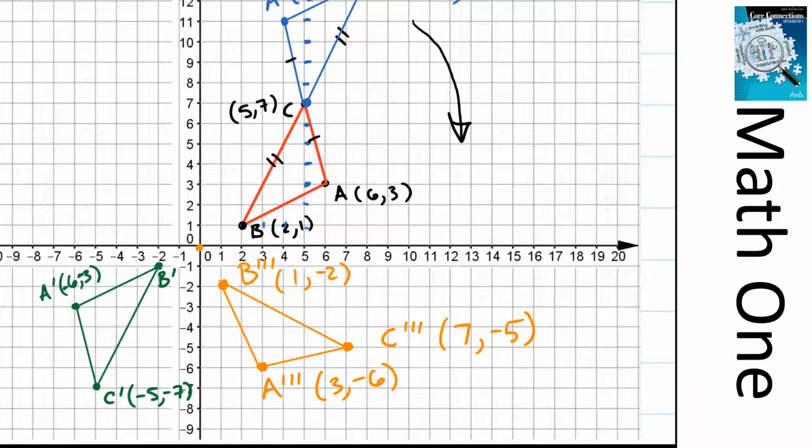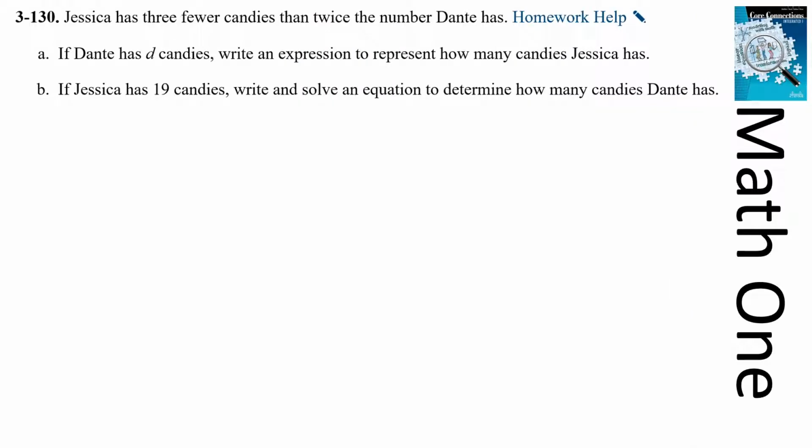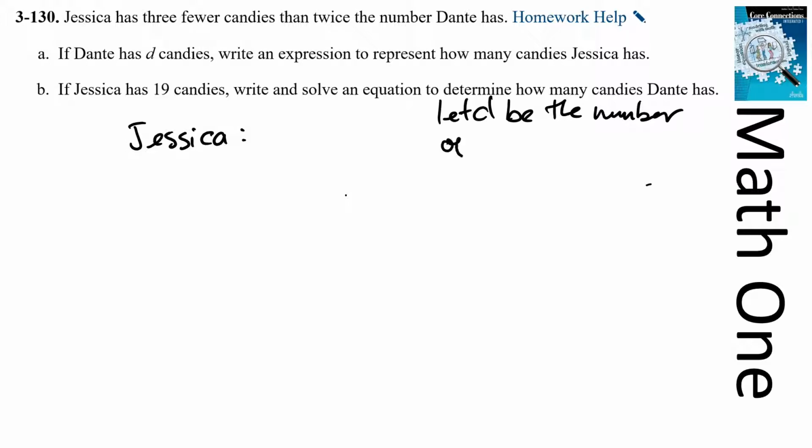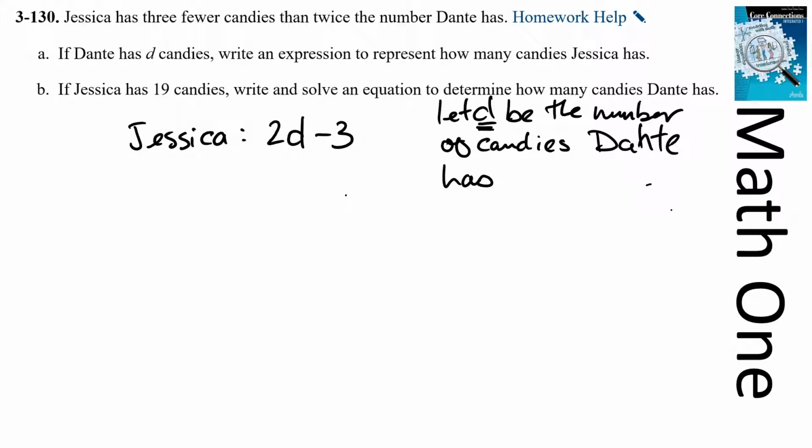So that's question 129. Jessica has 3 fewer candies than twice the number that Dante has. Okay, well, that's a fact I want to try and write down here. So it says Jessica, and she has 3 fewer than twice the number that Dante has. So if I say, let's let D be the number of candies that our good friend Dante has, if D is that variable, then Jessica has 3 fewer than twice Dante. So this would be twice Dante, and then that's 3 fewer than him.